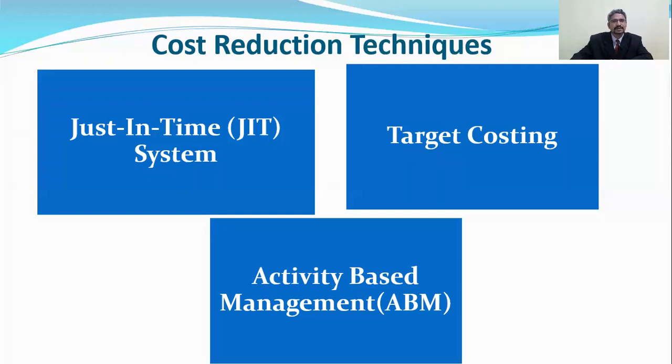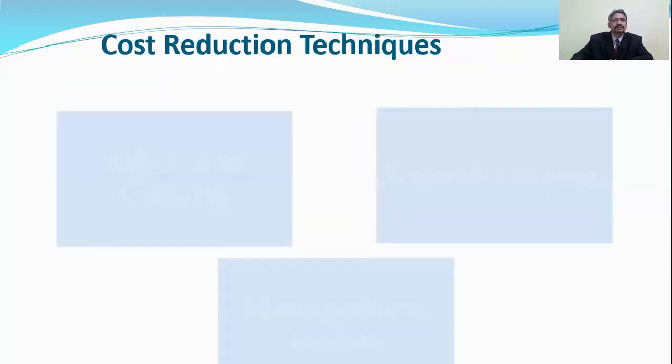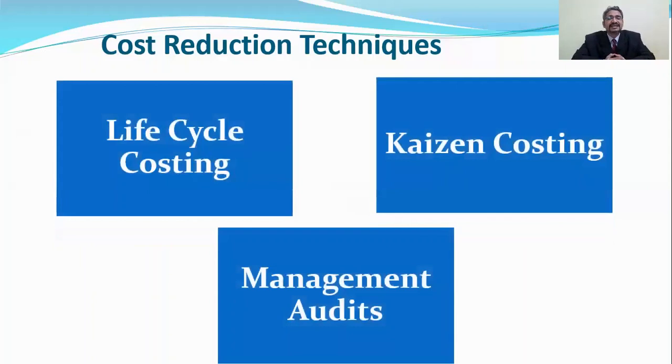The next will be life cycle costing, Kaizen costing, and management audit. We have already studied life cycle costing in unit 1, and Kaizen costing with target costing in unit 2. Management audit and many more things are yet to come. So, Kaizen and life cycle costing. First we go for Kaizen.